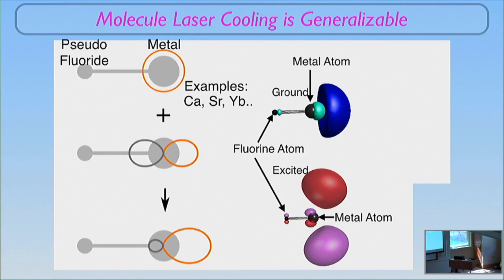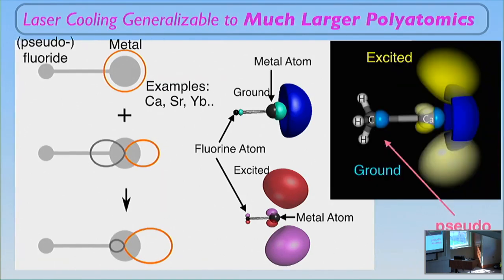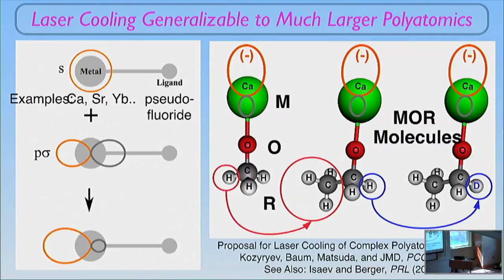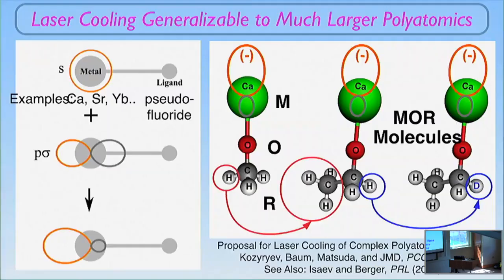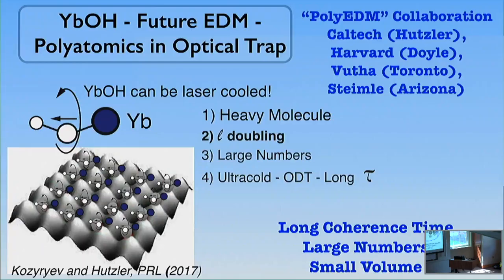So you can replace the fluorine with a pseudofluoride. And that means that you can put this on it, right? Or you can put something bigger on it. So you can think of this class of molecules we call MOR molecules, where we can just put whatever we want over here, and pretty much it doesn't change the laser cooling properties. And I would say there's 2 papers here. One from us, and also Isaev and Berger came out around the same time with the same idea, although for a different class of molecules.